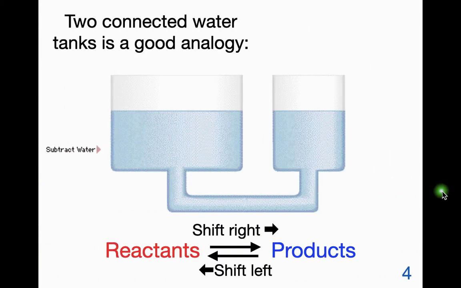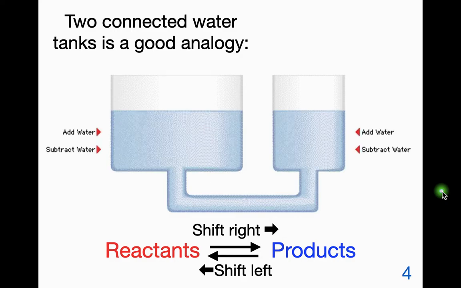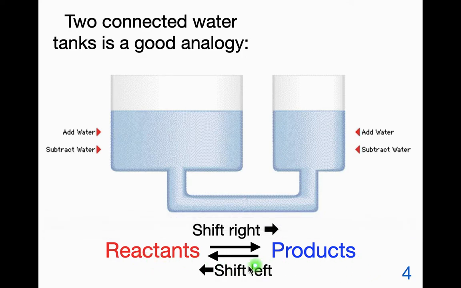Okay, now let's look at what happens if we take away something. Removing water from the left tank causes water to move from the right tank to the left. Equilibrium shifts to the left, as it does in a reversible chemical system when we reduce the quantity of the reactants. So if we remove water from the left side, water will come to replace it. So if we remove a reactant, the reaction will shift to the left to make more reactants.